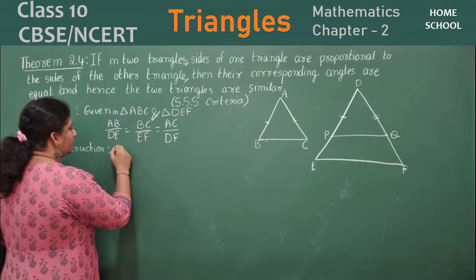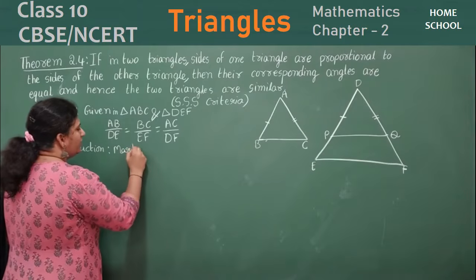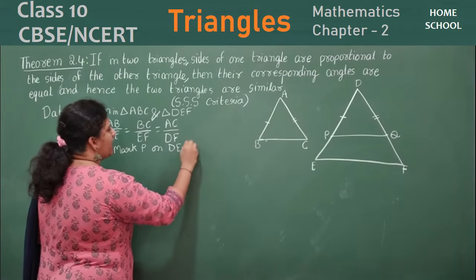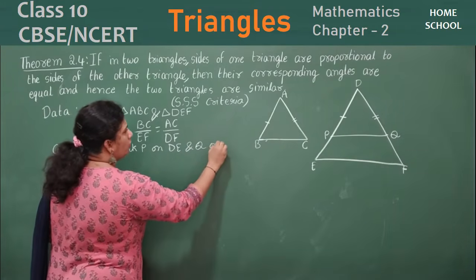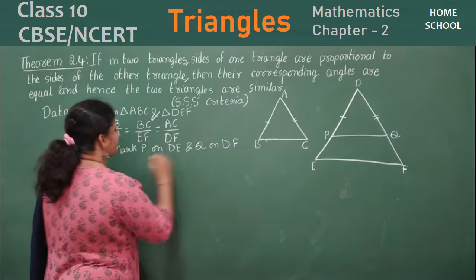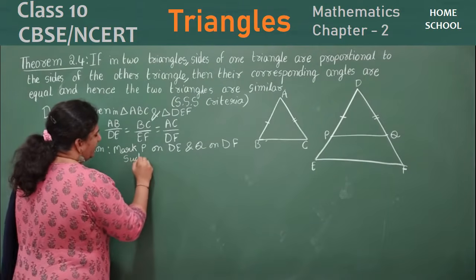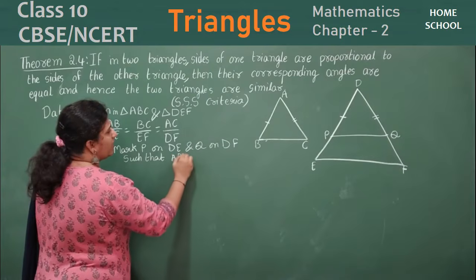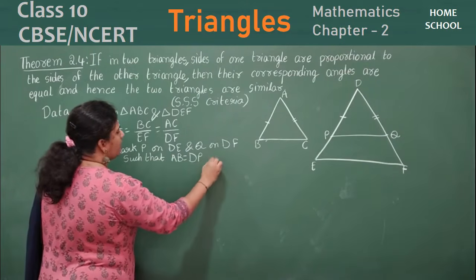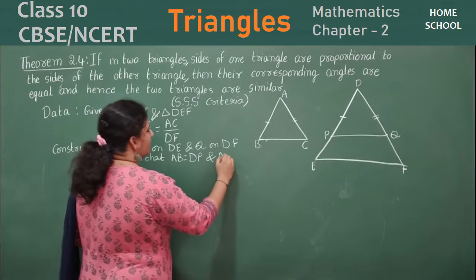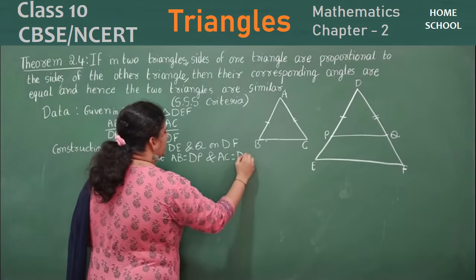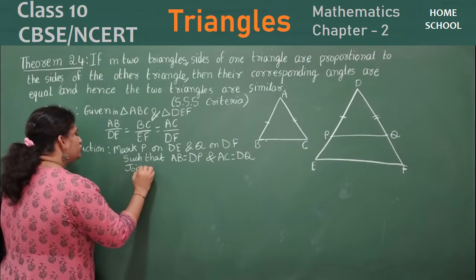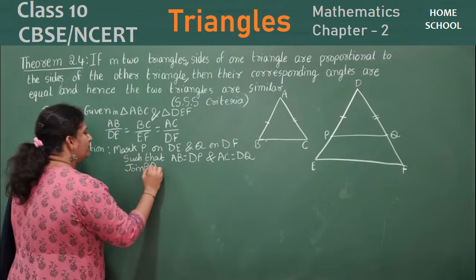So now let me mark that. Mark P on DE and Q on DF, as we have marked here, children, such that AB is equal to DP and AC must be equal to DQ. The next step, join PQ.